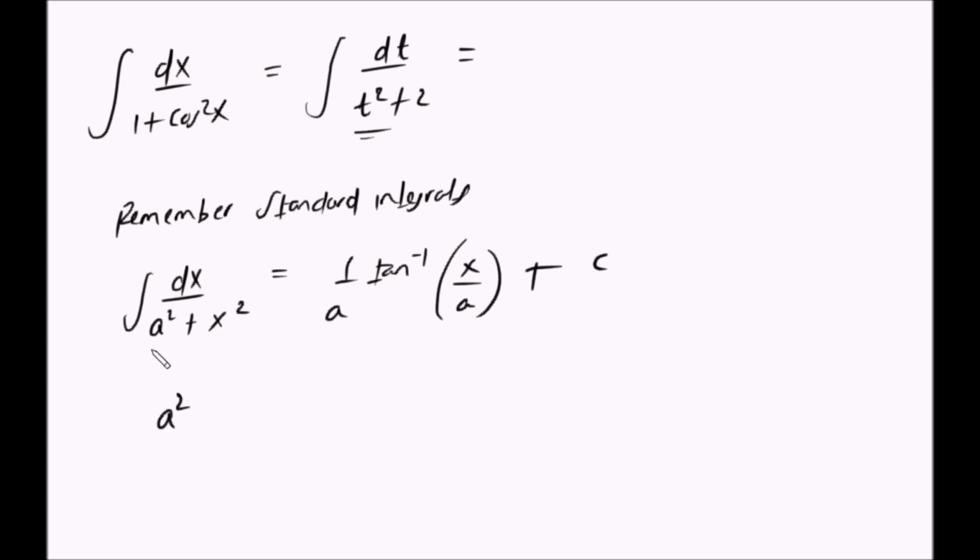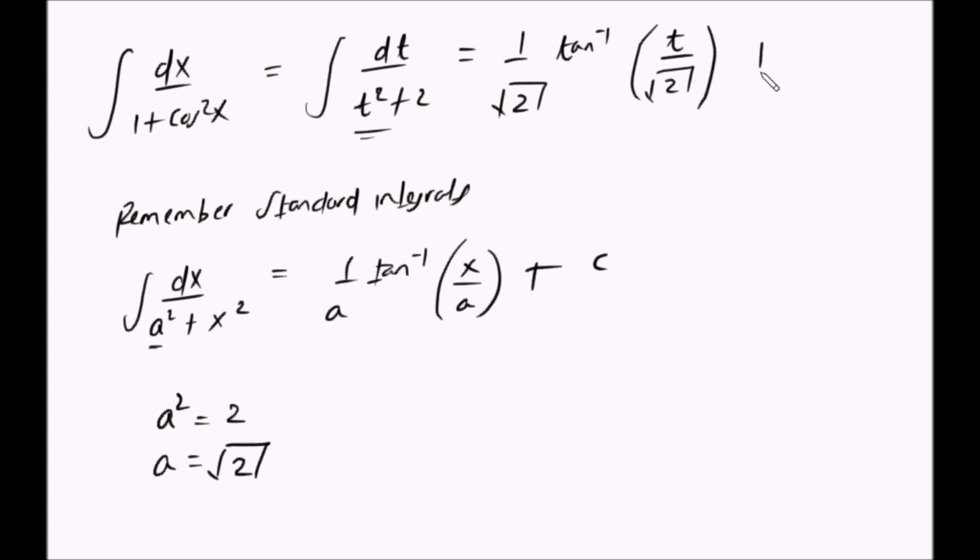A squared yetu ni 2. So a yetu ni nini? Ni the square root of 2. So your answer is just 1 over the square root of 2 tan inverse ya t over the square root of 2 plus c.